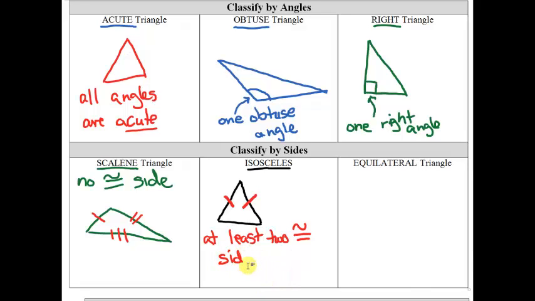Your book, the one that we have now, says it's at least 2. So that means if it has more than 2, it's still isosceles. But we're going to call that a special case. If it has 3 congruent sides, then we're going to name it as an equilateral triangle. So 3 congruent sides means equilateral.